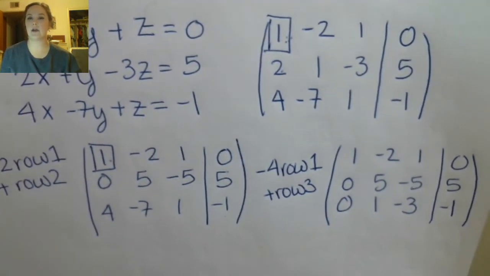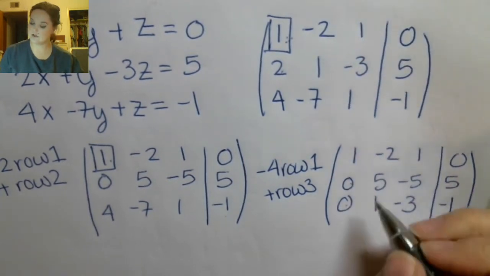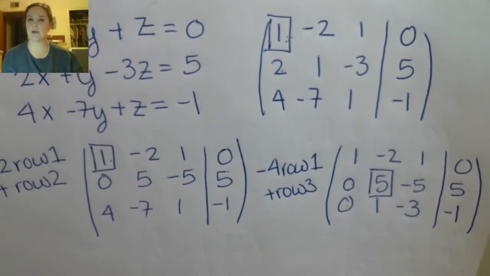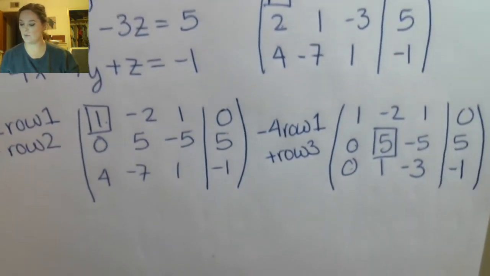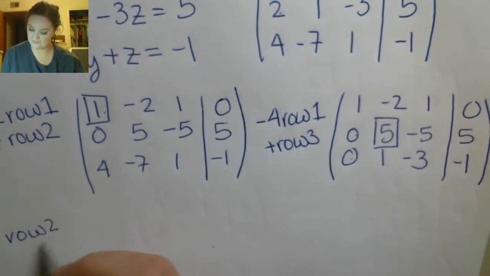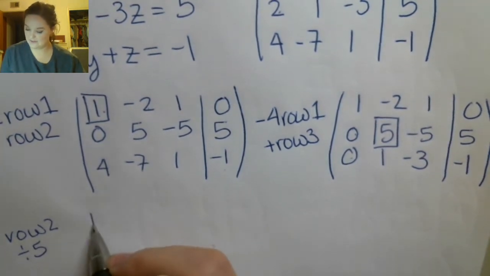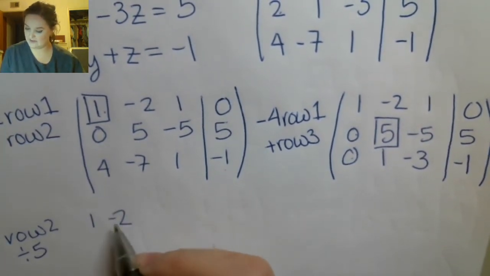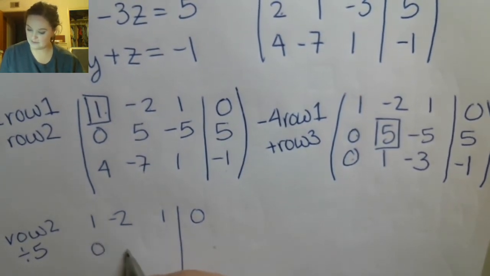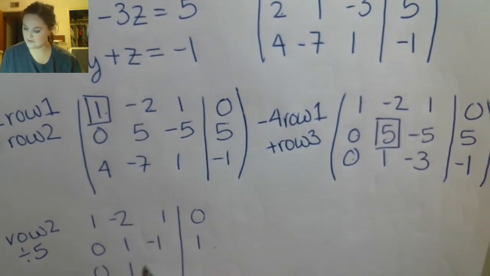Okay, so now my first column looks good. I have 1 on the diagonal, 0 below it. So I'm going to look at this position, and I'm going to use division to make this a 1. So I'm going to divide that whole row by 5. So my first row will still be the same. My second row is going to be divided by 5. And then my last row is still the same.